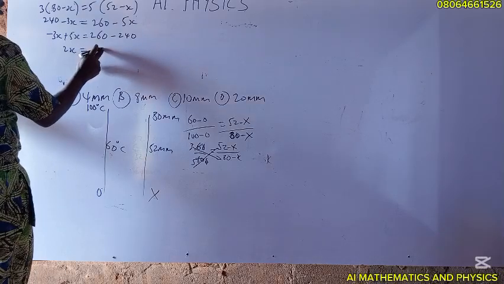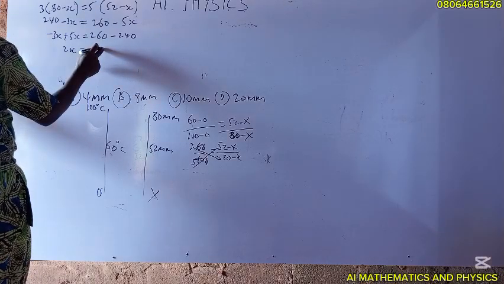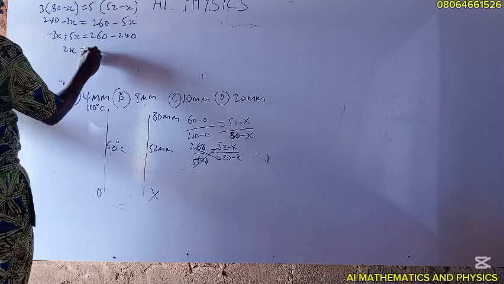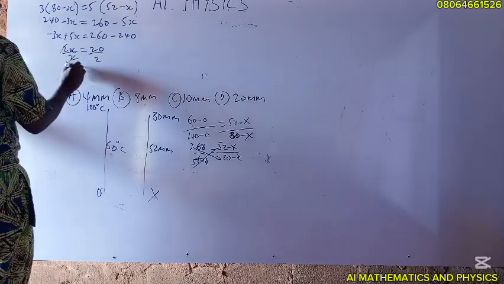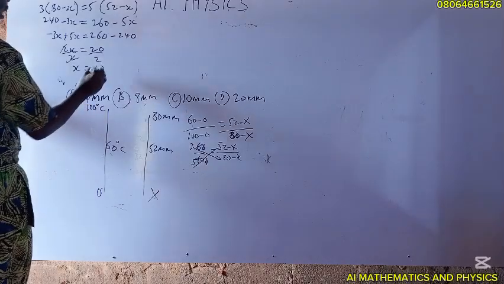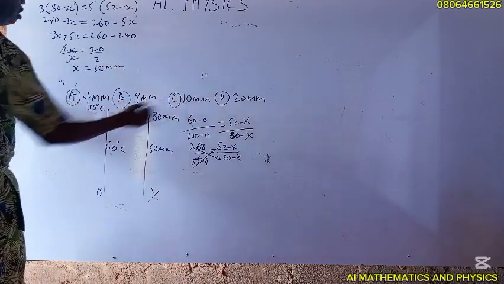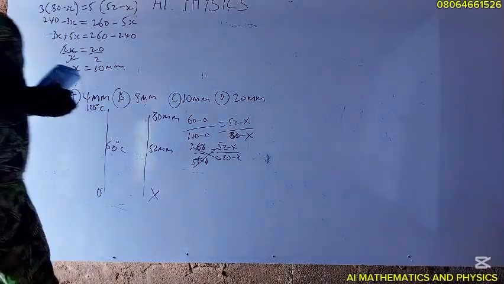This one will give us what? That will give us 20. Divide both sides by 2. Our x will be equal to 10 mm. That is C. So we can see that we got our answer.